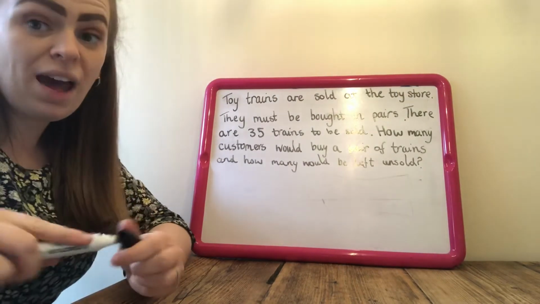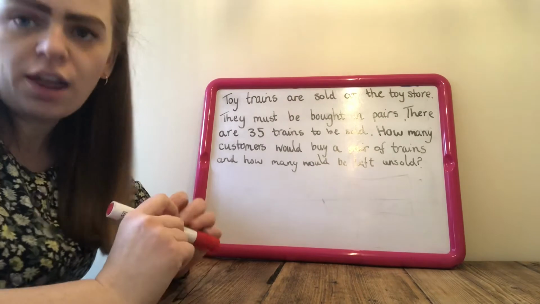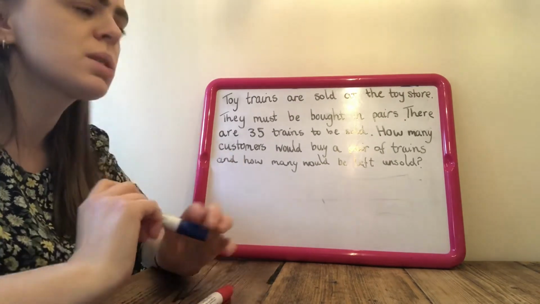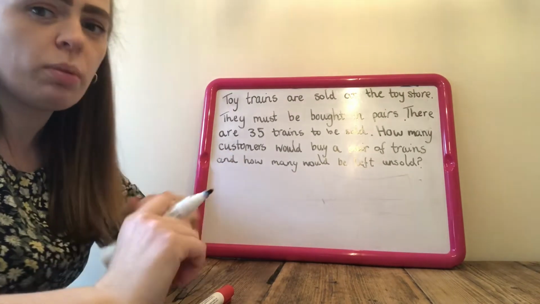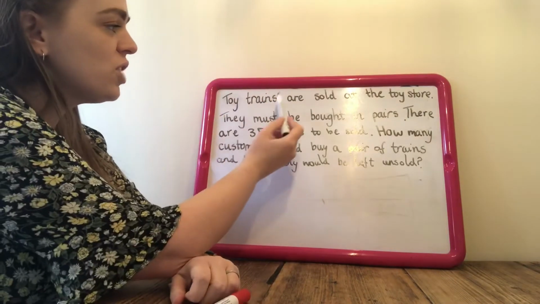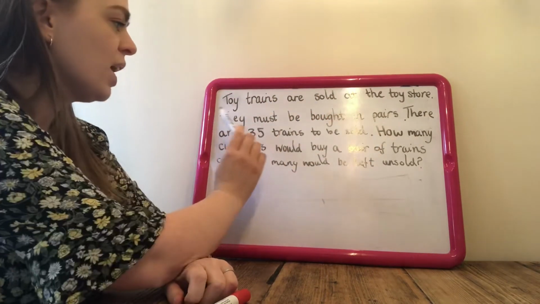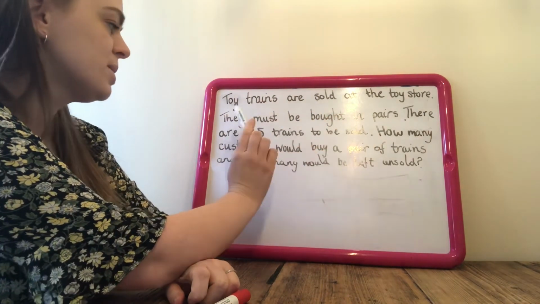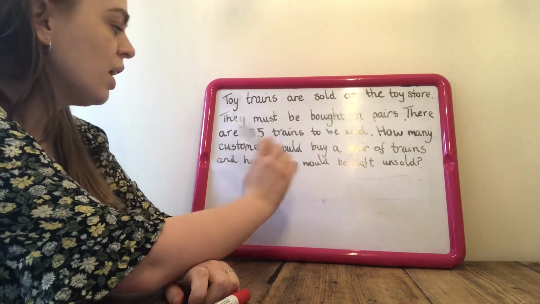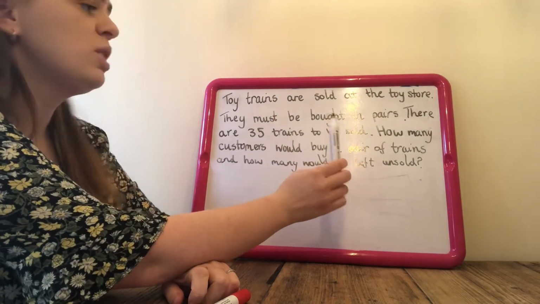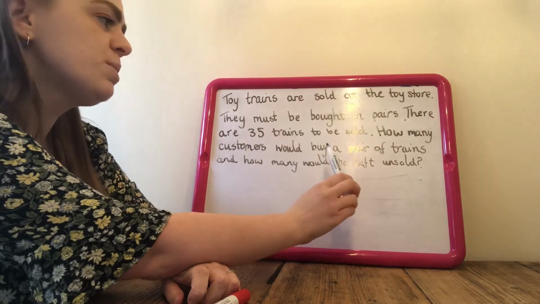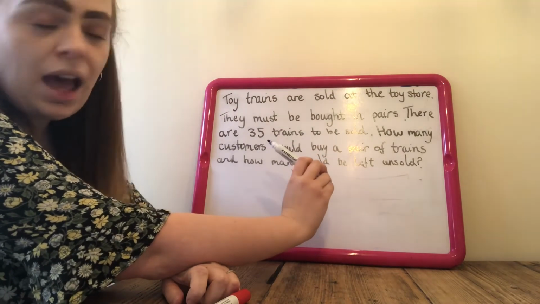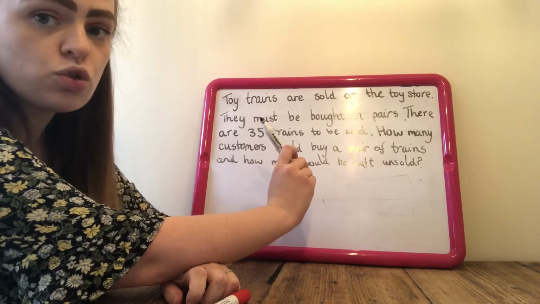Okay, here we go. We have our last problem now, and it's another problem with remainders. So we're going to read the problem first. Toy trains are sold at the toy store. They must be bought in pairs, which means in twos. There are 35 trains to be sold. How many customers would buy a pair of trains and how many would be left unsold?